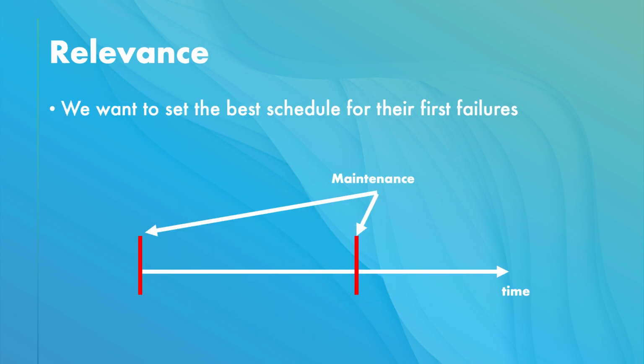But why is this relevant? Why is this important? Well, it is very important because essentially maintenance and non-repairable analysis share the same goal. They want to find the best schedule for a system. And that is why we can use the methodologies of non-repairable analysis to produce the schedules of preventive maintenance.